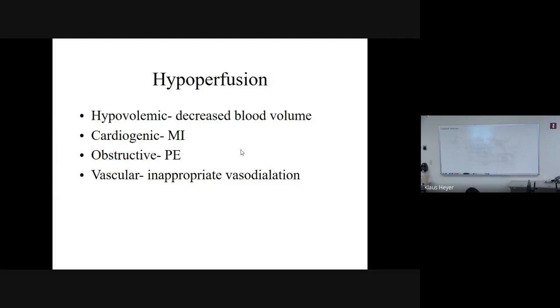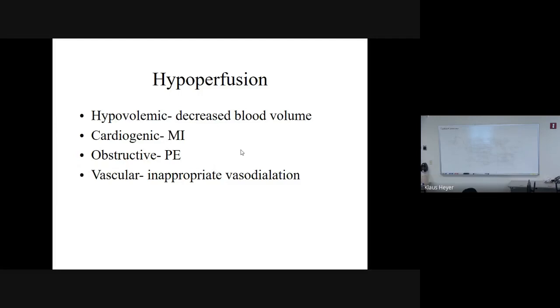Describe the types of shock. If you want to talk about any that are not on here, that's fine, because the question's kind of general. I just put 4. If you write down MI, you should know what MI is.